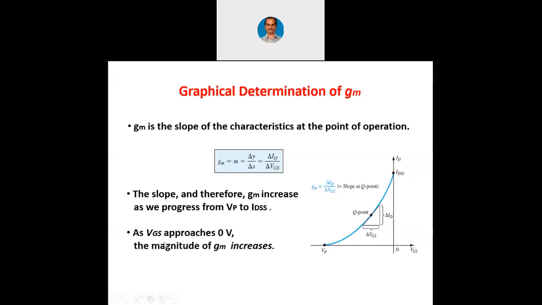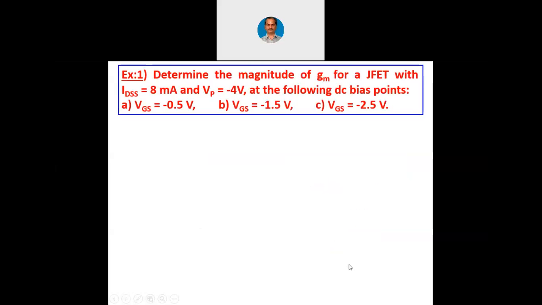As VGS approaches 0 volts, the magnitude of GM increases. When VGS approaches 0 volts, that is when GM will have a maximum value. That is because the slope of this transfer curve will be maximum. Now let us see an exercise where you will understand more about GM.